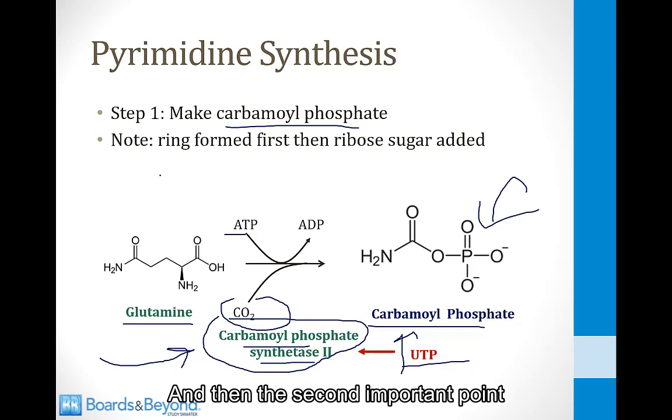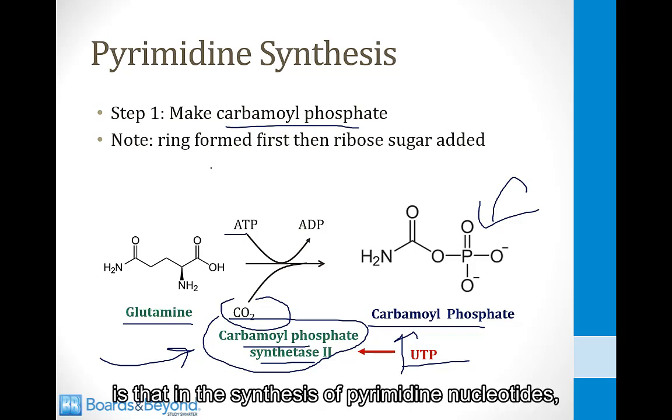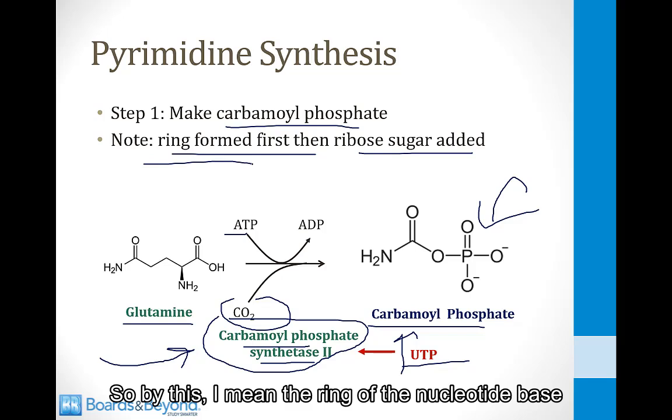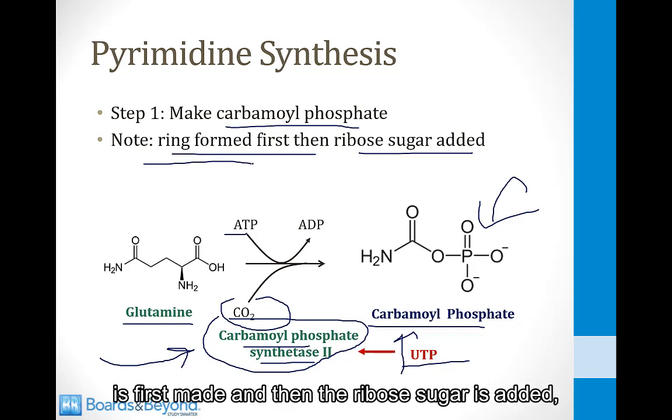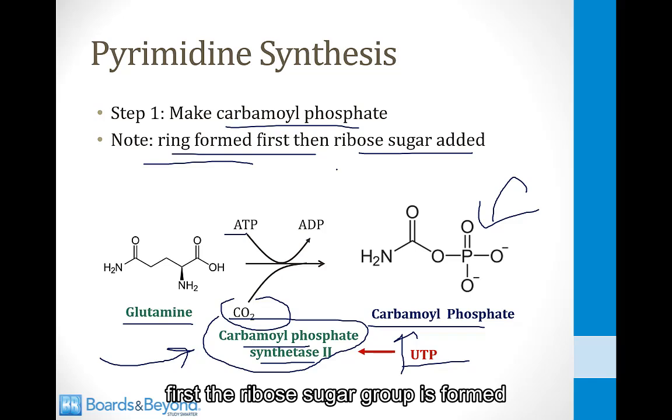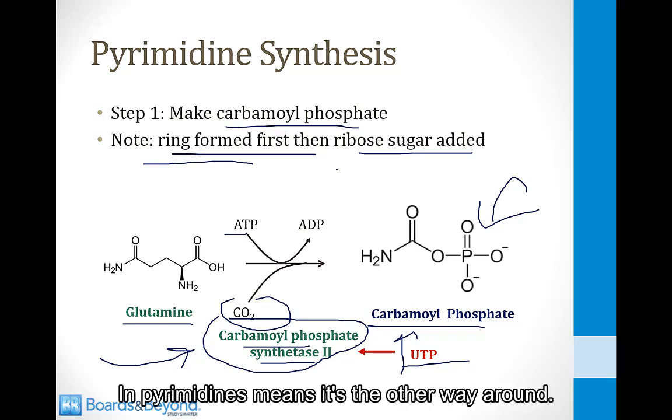And then the second important point is that in the synthesis of pyrimidine nucleotides, the ring is formed first and then the ribose sugar is added. So by this I mean the ring of the nucleotide base is first made and then the ribose sugar is added. And this is different from the way purines are synthesized. In purine synthesis, first the ribose sugar group is formed and then the base is added to it. In pyrimidines, it's the other way around.